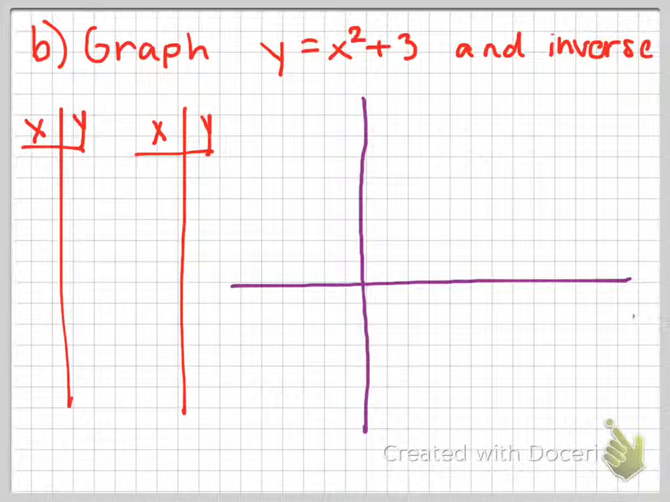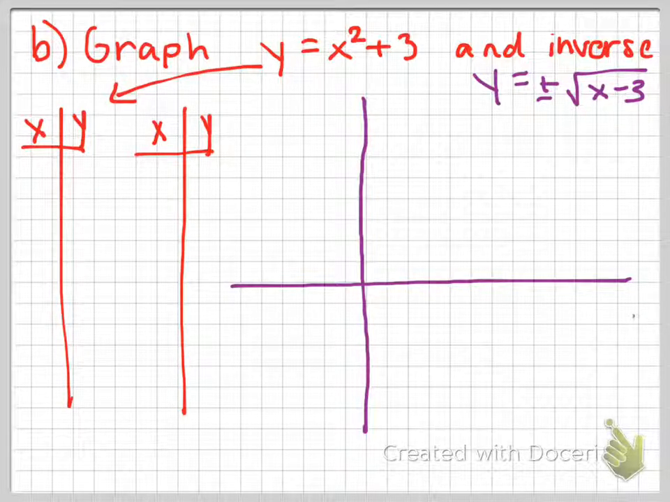So my inverse function, I'm just going to jot that down in the corner, was y equals plus or minus the square root of x minus 3. So we're going to go ahead and fill in a t-chart. We're going to plug in values into the original function. So we're going to be plugging values into this equation there.